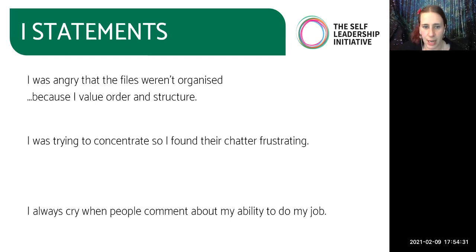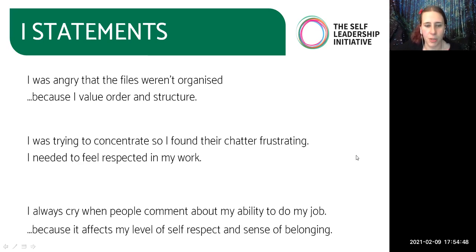Order and structure are the needs. I was trying to concentrate, so I found their chatter frustrating. I needed to feel respected. So maybe the fact that people are talking around them is a sign of disrespecting their understanding of the world. I always cry when people comment about my ability to do my job because it affects my level of self-respect and my sense of belonging. So we needed belonging.